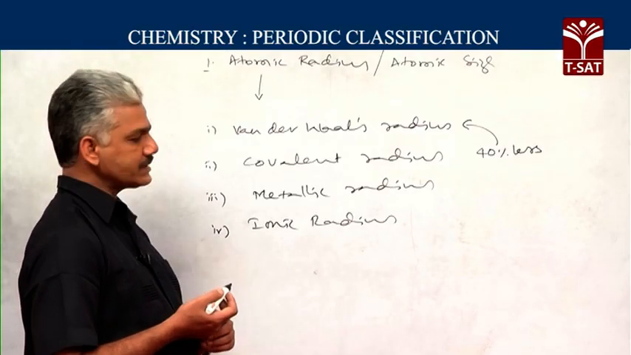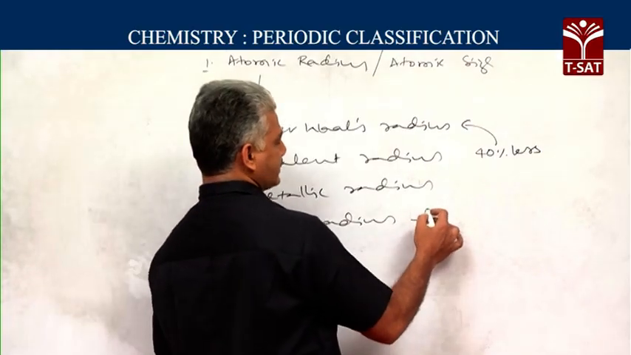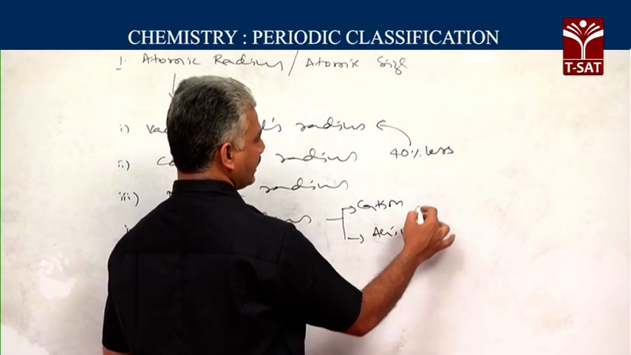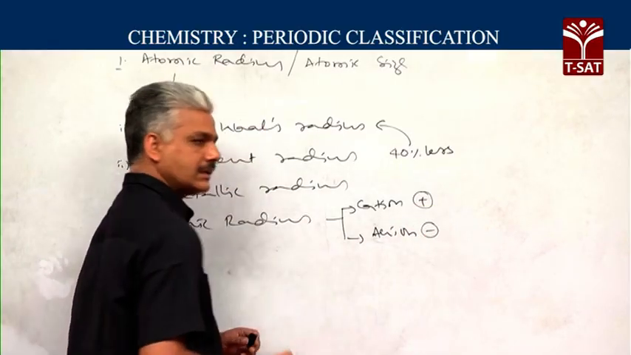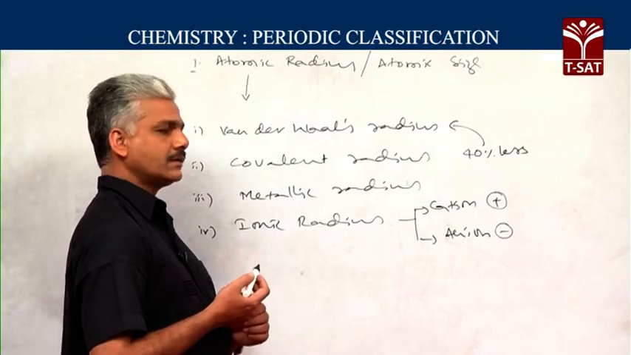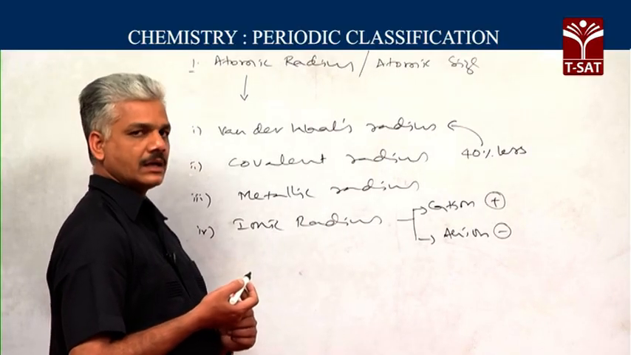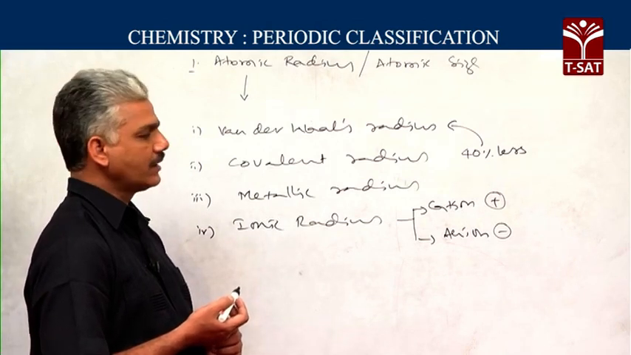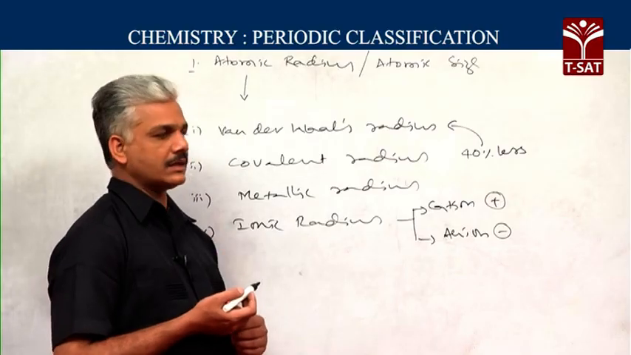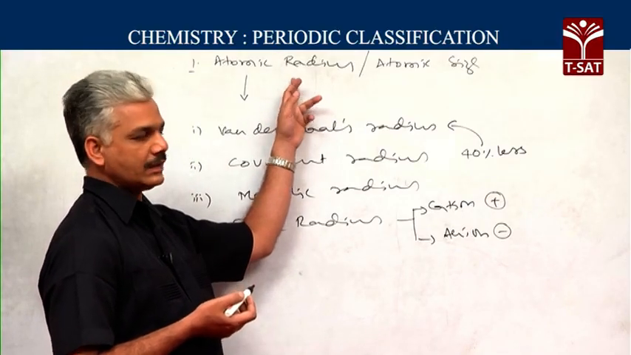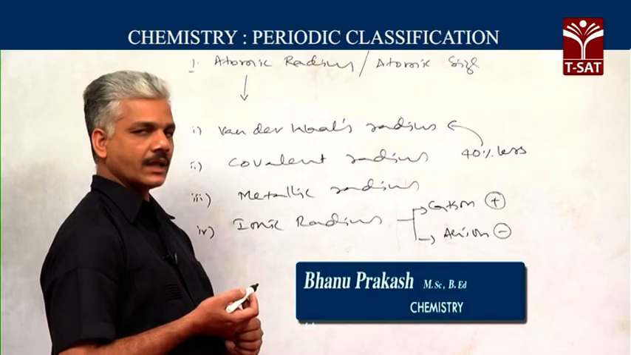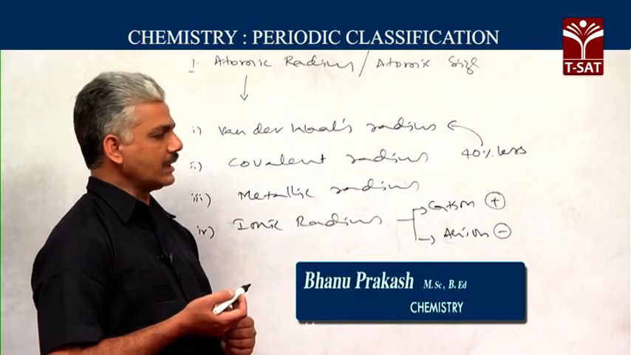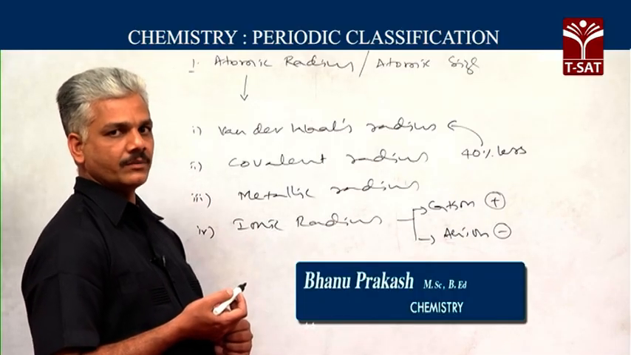Coming to ionic radius, there are two types of ions. One is cation, another one is anion. Cation is positively charged, anion is negatively charged. So, the exact cationic radius or anionic radius cannot be defined, but theoretically we can say cationic radius is always less than that of atomic radius as well as the corresponding anionic radius, because in case of cation, the number of electrons will be less compared to the number of protons.